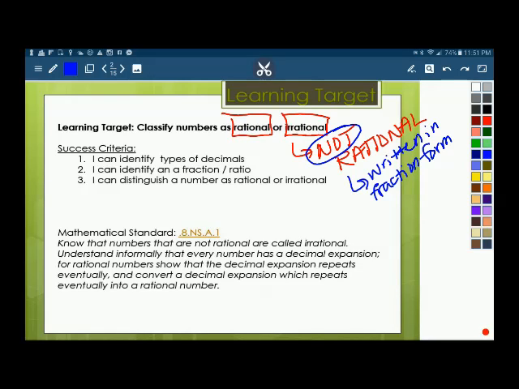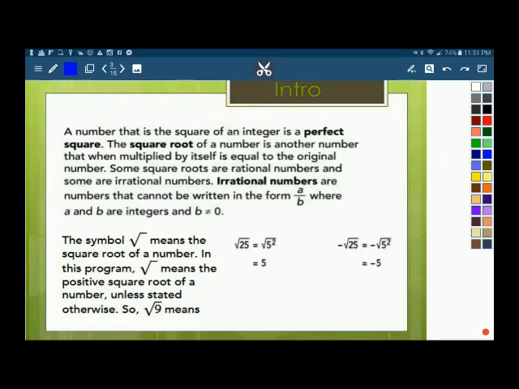So to be successful at identifying whether something is rational or irrational, we're going to need to identify the types of decimals. We're going to need to identify a fraction or a ratio in different forms. And then we're going to be able to tell the difference between the two. So let's take a look at the intro to example 1. It says a number that is the square of an integer is a perfect square.